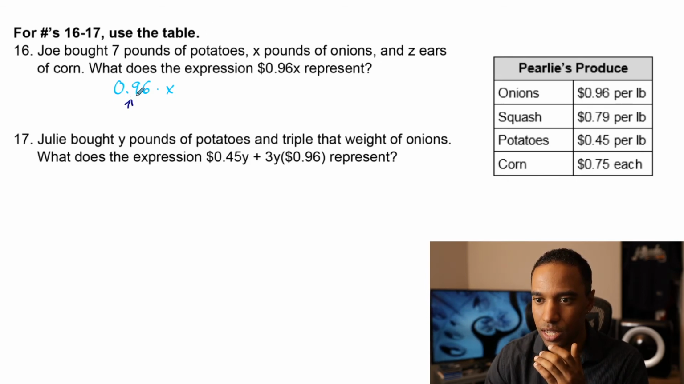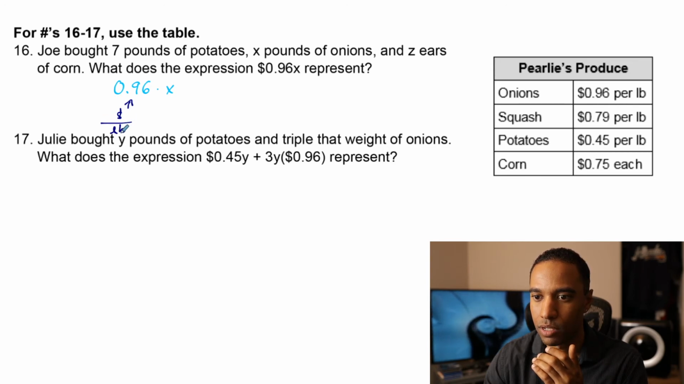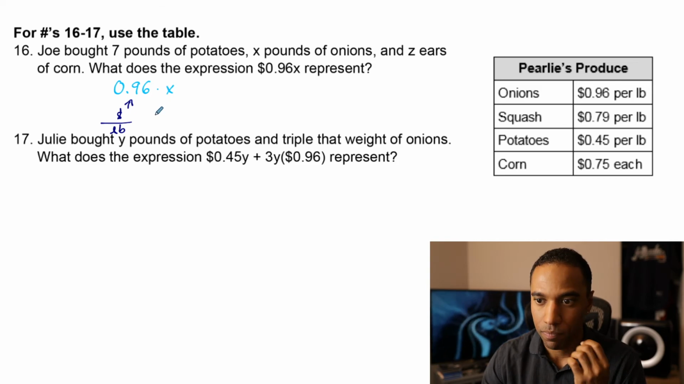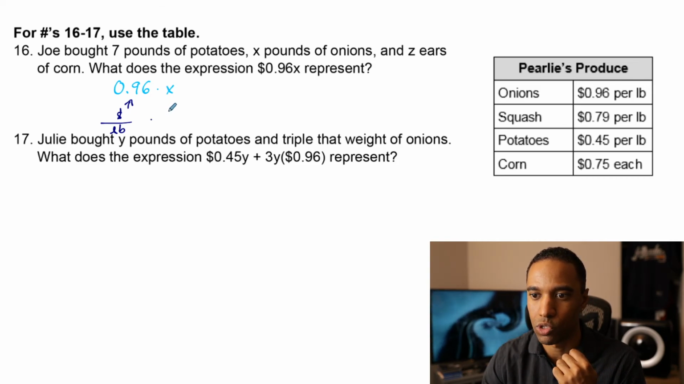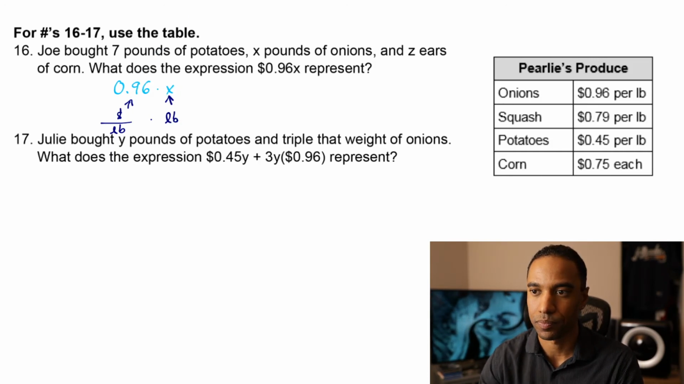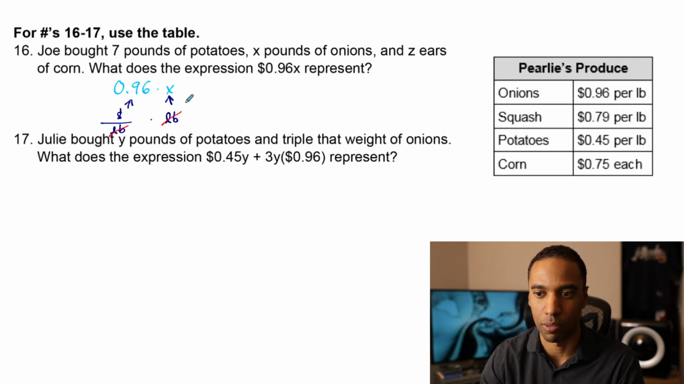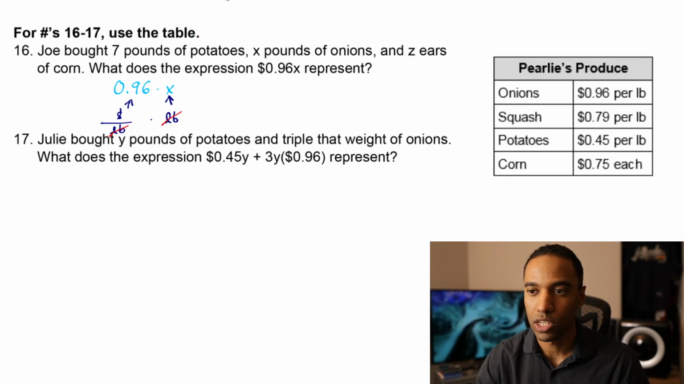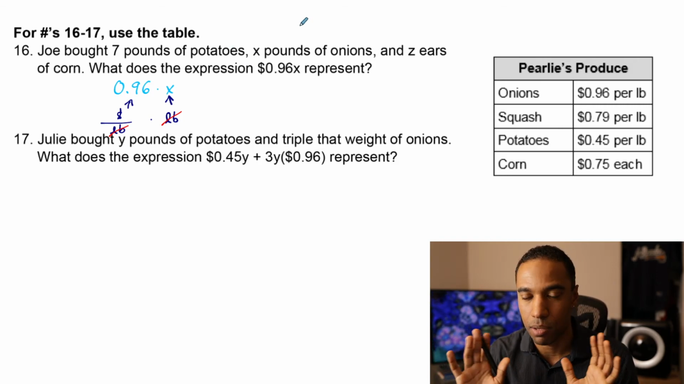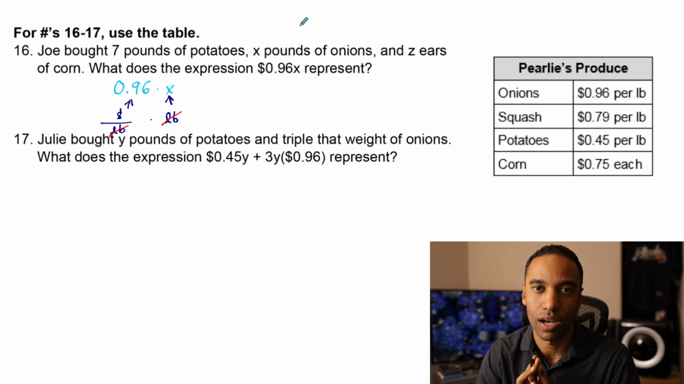0.96, the units here is dollars per pound. Dollars divided by pounds. X is represented in terms of pounds. What happens when you multiply dollars per pound by pounds? This works the same way as variables do. The pounds cancel out. You're left with dollars. What this becomes is a dollar amount. 0.96 times X represents the amount of dollars you'll spend on X onions.